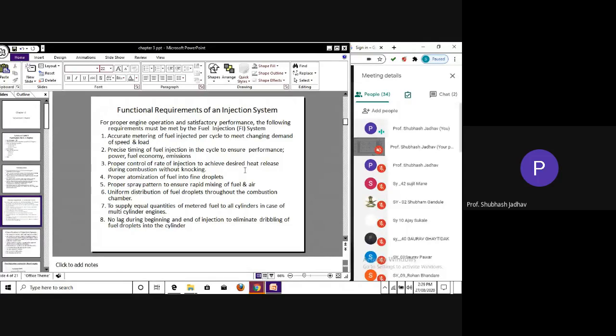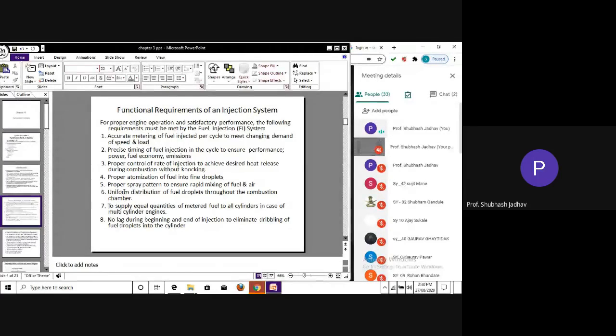That is, whether your combustion is going to be normal or abnormal is going to be decided by with what rate of injection you are going to introduce the fuel into the combustion chamber. Then the size of the droplet, obviously very important. The size should not be smaller, it should not be bigger. Either smaller or bigger are going to affect, which means the droplet has to be of proper size.